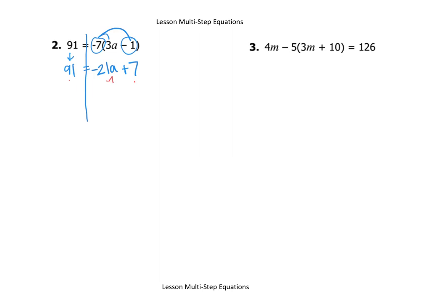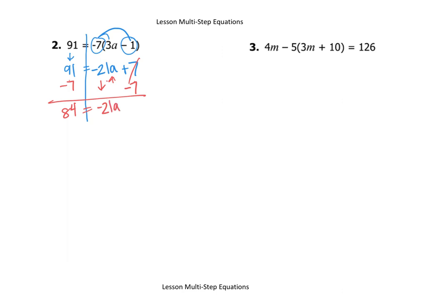So again, we're trying to get this a term by itself. So we move any addition or subtraction that's happening first. So we're going to subtract 7 from the opposite side. 91 minus 7 is 84. And we're going to bring that down and say it's equal to negative 21a.